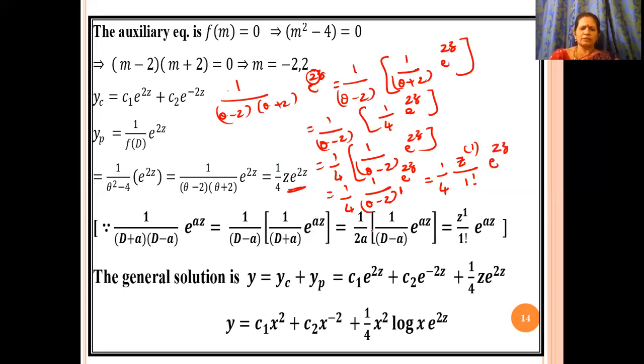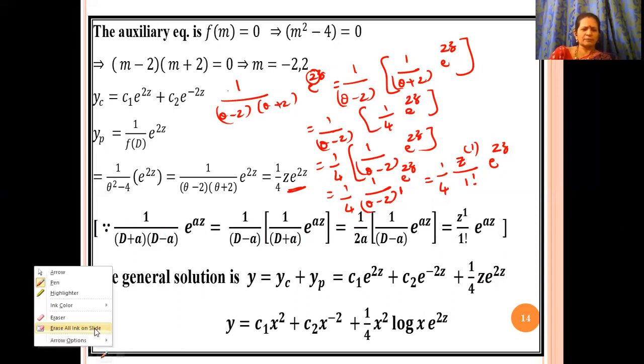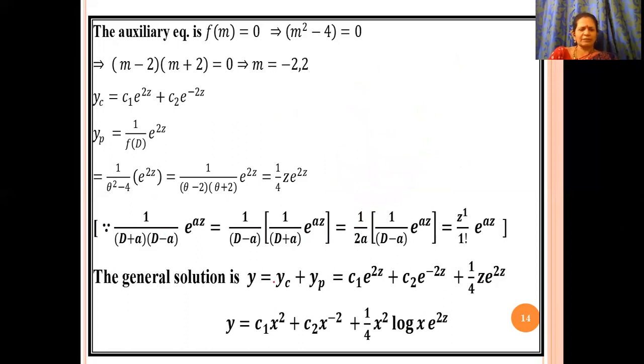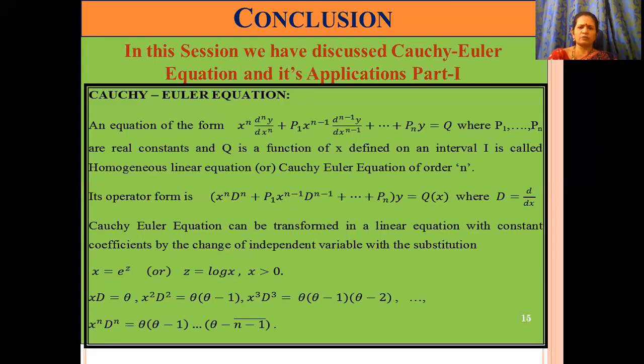That is the way we have to do this problem. Clearly I have given how to do this one. I'm going to erase this. After getting yp, then write down the particular integral. After writing the particular integral yp, write down the general solution yc plus yp.